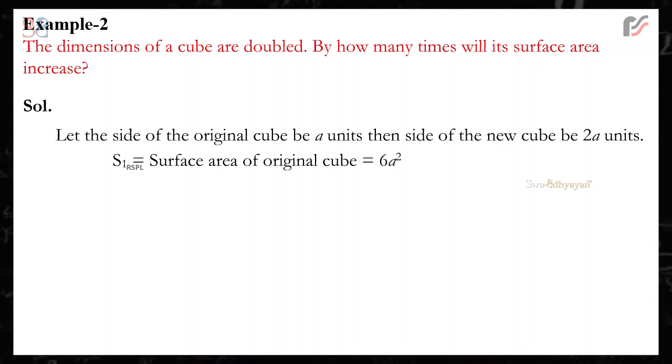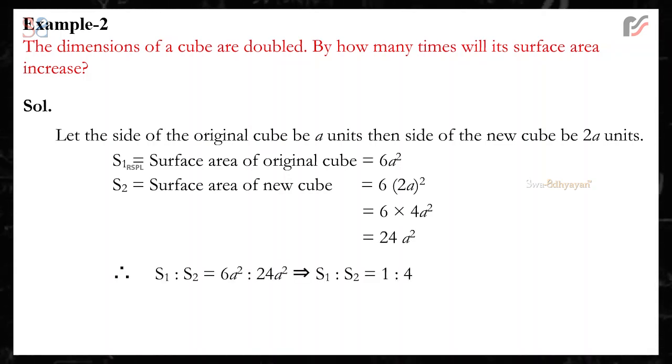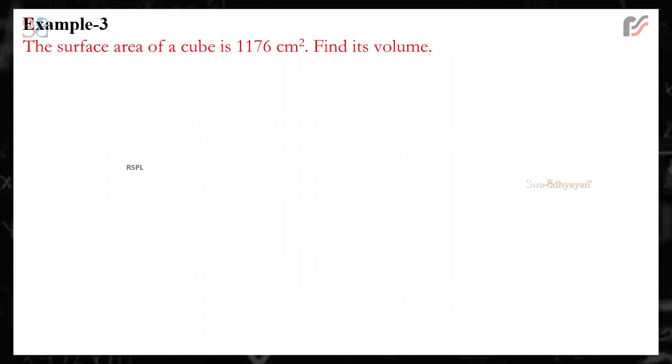S1, the surface area of the original cube, is equal to 6a². And S2, the surface area of the new cube, is equal to 6(2a)². This is equal to 6 into 4a², which is equal to 24a². Therefore, S1 is to S2 is equal to 6a² is to 24a², which implies S1 is to S2 is equal to 1 is to 4. Therefore, the surface area increases 4 times.